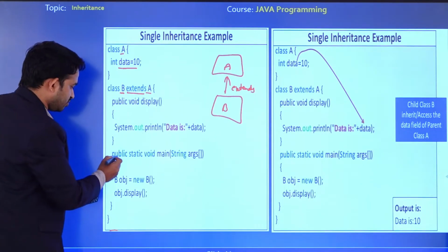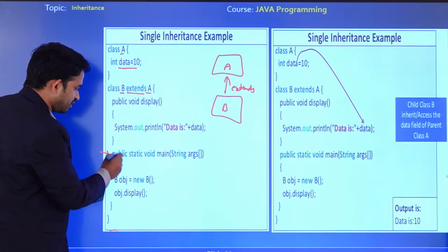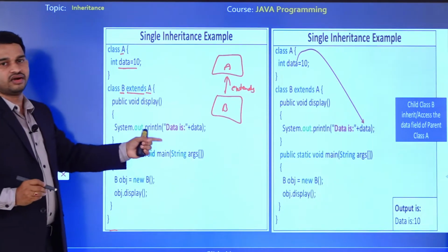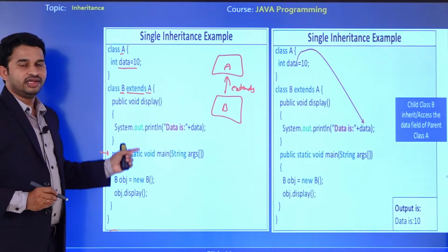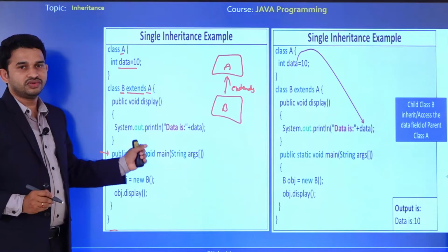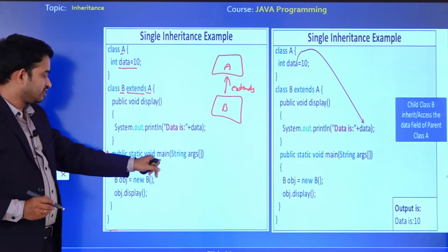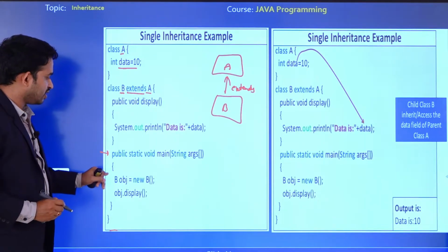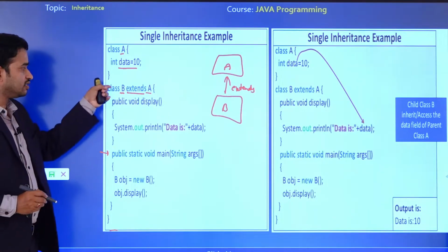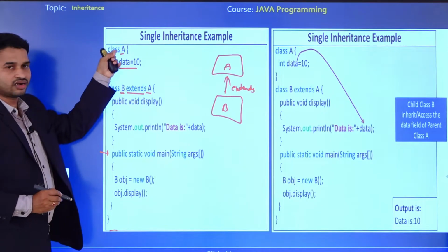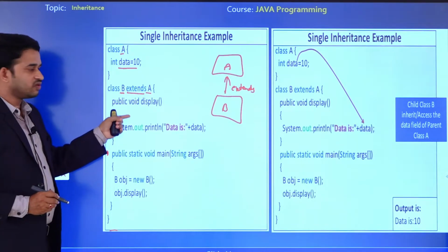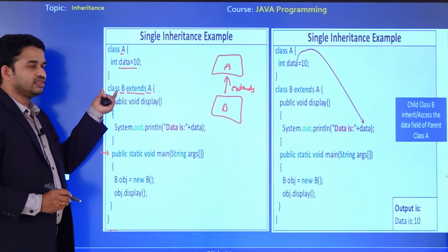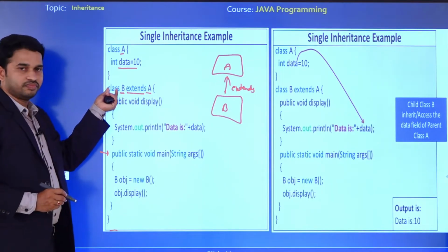Here I am declaring the main statement, public static void main String args. What is the purpose of this statement? It is the starting point of execution of any program. This is the syntax for declaring the main statement. Next, we are creating an object for this child class. Why not the parent class? We want to display this content. That is the reason we are creating an object for class B.